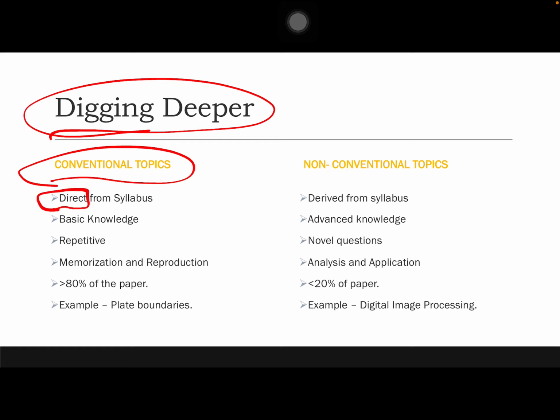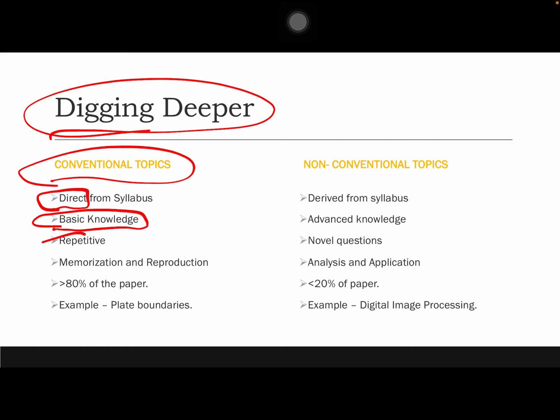Now, when I say directly, it implies that they come out from the keywords that are mentioned in the syllabus. For example, general geology mentions a keyword called plate tectonics. So we get direct questions out of that part. Also, they require basic knowledge and understanding. For example, if someone is a student of paleontology, he must be familiar with the modes of fossilization and the manner in which different fossils are formed.